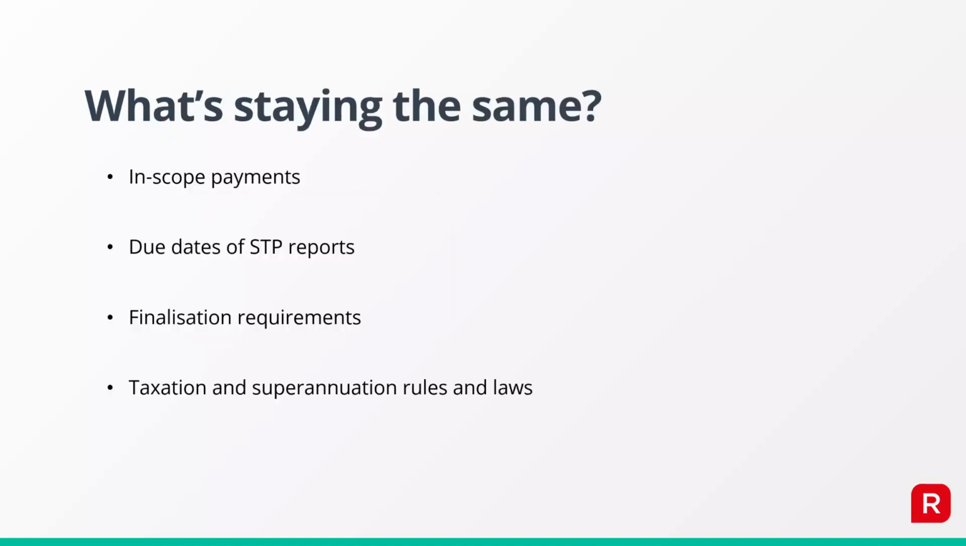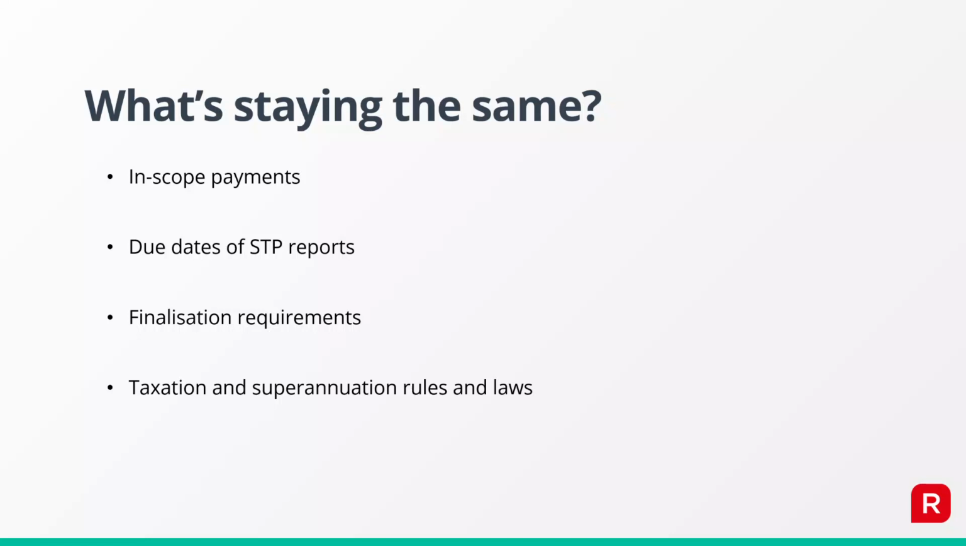Okay, before we take a look at the key changes, let's see what's staying the same. The payments that are in scope for STP reporting have not changed. If you're reporting something through STP now, you'll be reporting that through STP Phase 2 as well. The due dates of STP submissions are not changing. You report on or before every pay date.